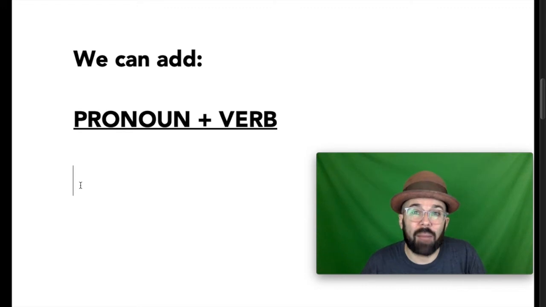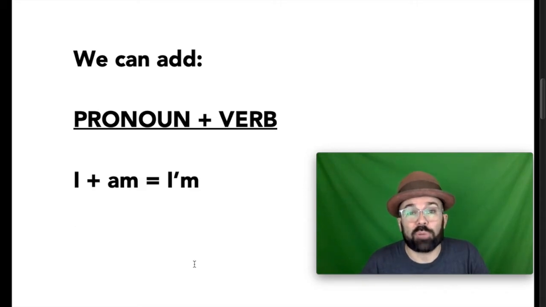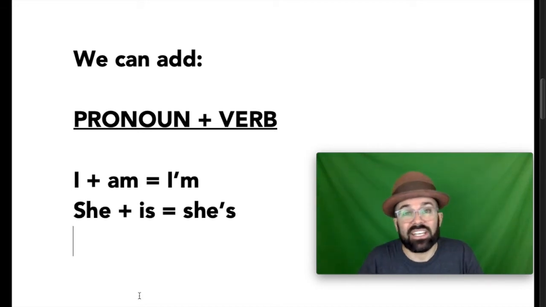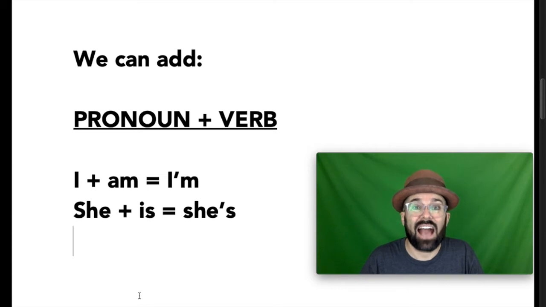One of the most common ways we do this is by adding a pronoun and a verb together. Some examples. If we had the pronoun I and the verb am, we could combine them to I'm. Notice that the letter A goes missing, and so we put the apostrophe where the A used to be. She is can be shortened to she's. Notice that the I goes missing, and so that's where we put the apostrophe.